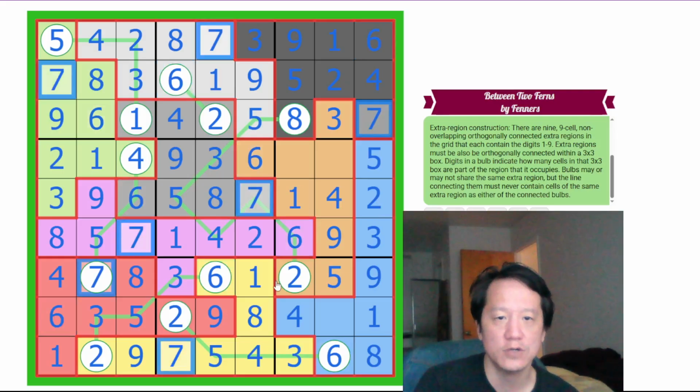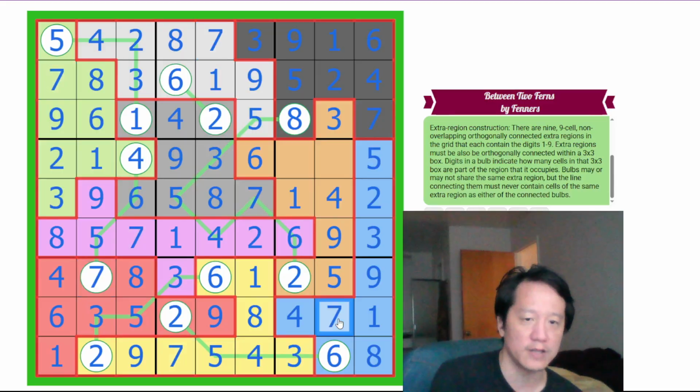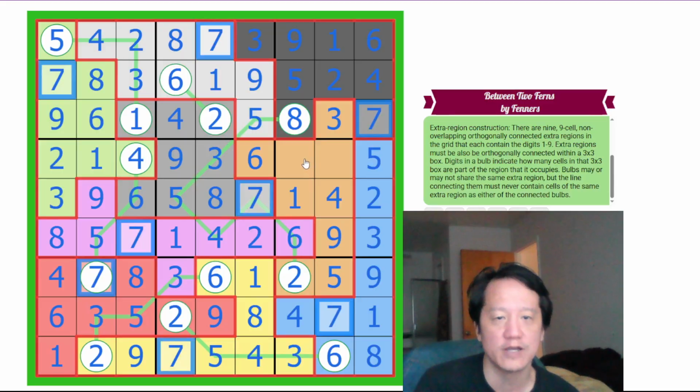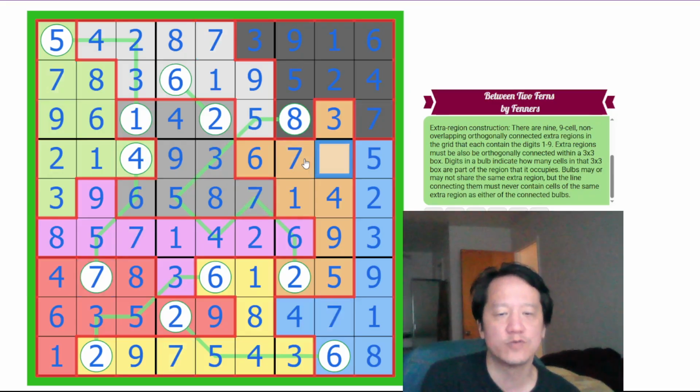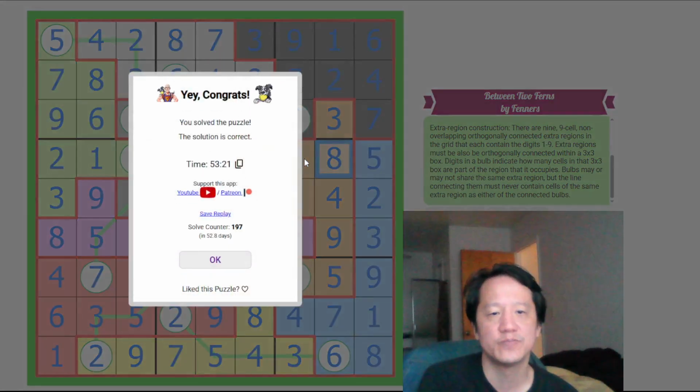We do. 7s, where is 7 in row 8? It must be there, and that gives us 8 7s, so we know where the last 7 is. It's there, which forces this to be an 8.